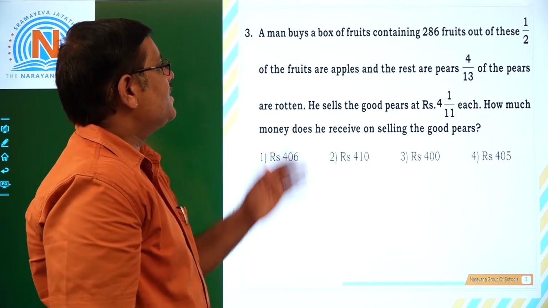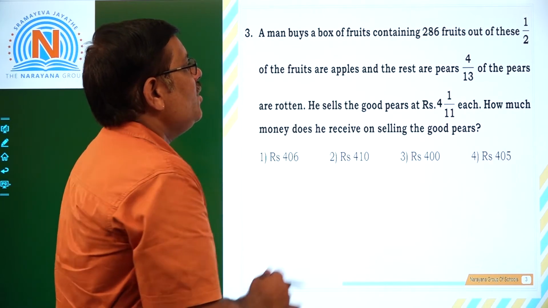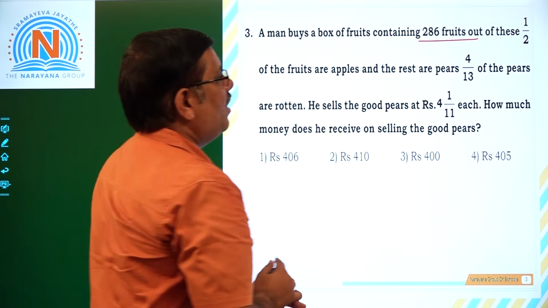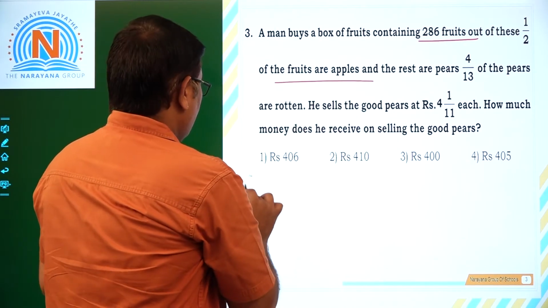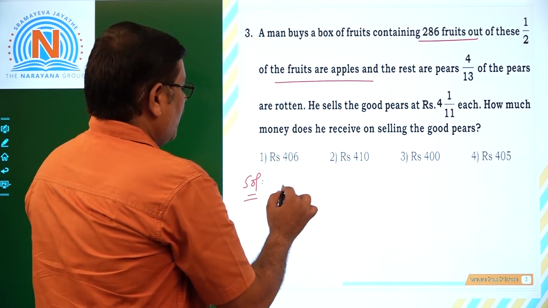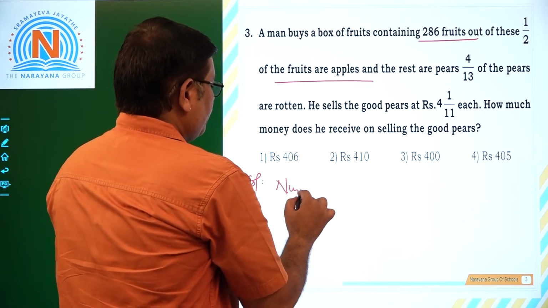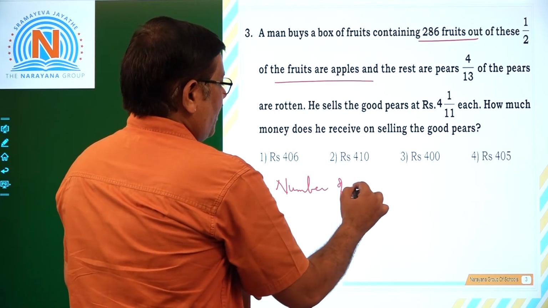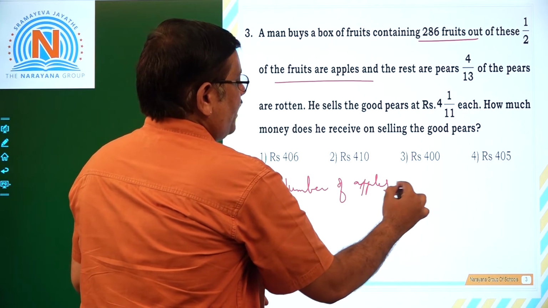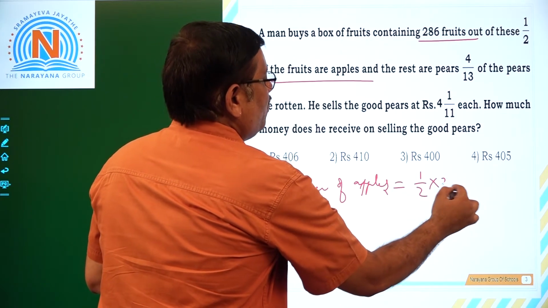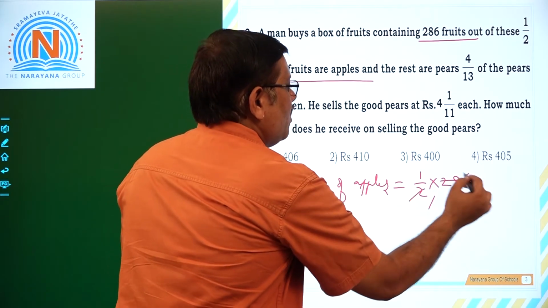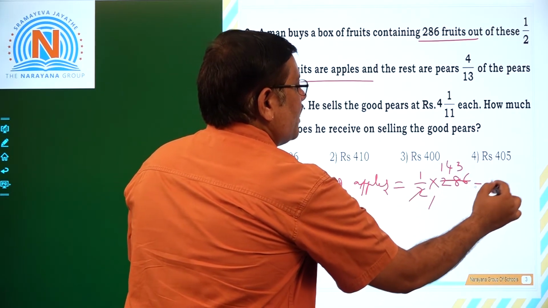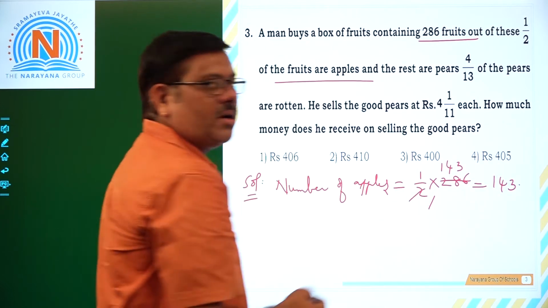A man buys a box of fruits containing 286 fruits. Out of these, half of the fruits are apples. Okay. So what is the number of apples? Number of apples is half of 286. Half of 286. That is 2 ones are 2, 2 143s are 286. So there are 143 apples in the box.